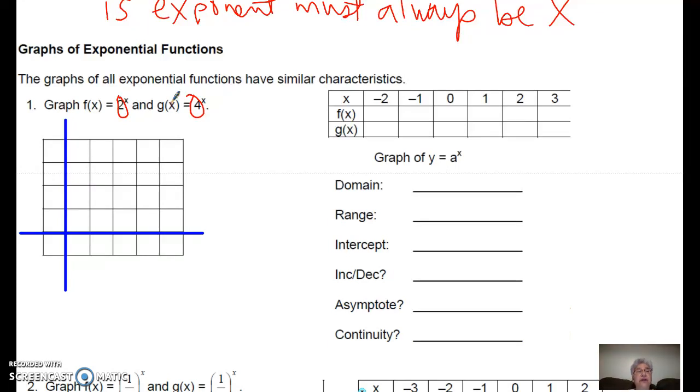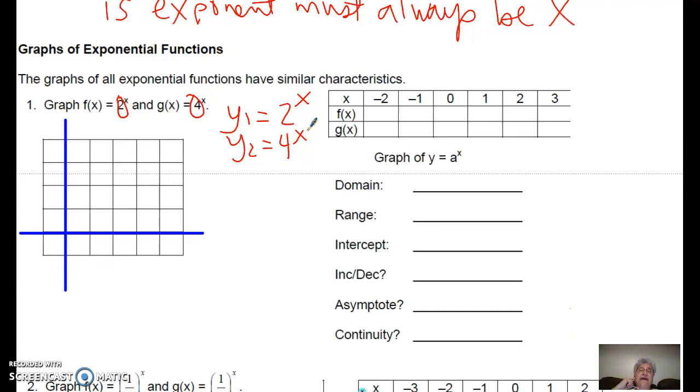So you're going to plug those functions into your calculator. y1 will be 2 raised to the x. y2 in our calculator will be 4 raised to the x. And then you can call up the table where we can get all of our x and y values.